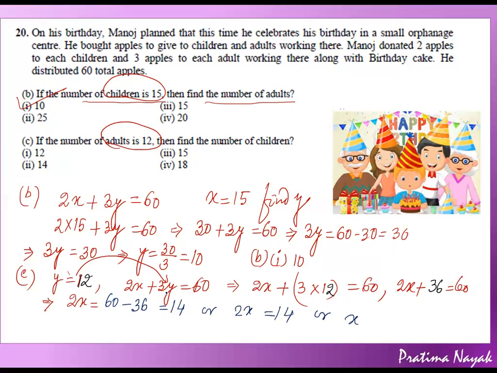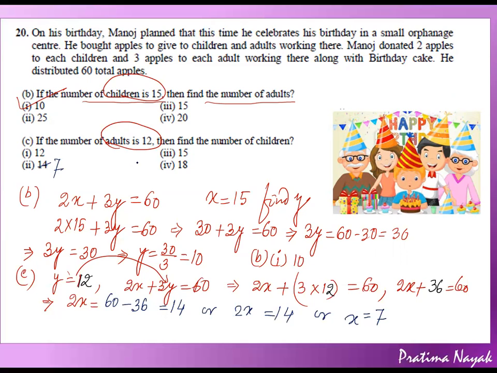3 times 12, 36. Then 2x plus 36 is equal to 60. 2x is equal to 14. Then x is equal to 7. By mistake, the option is not there. It should be 7. x should be 7.